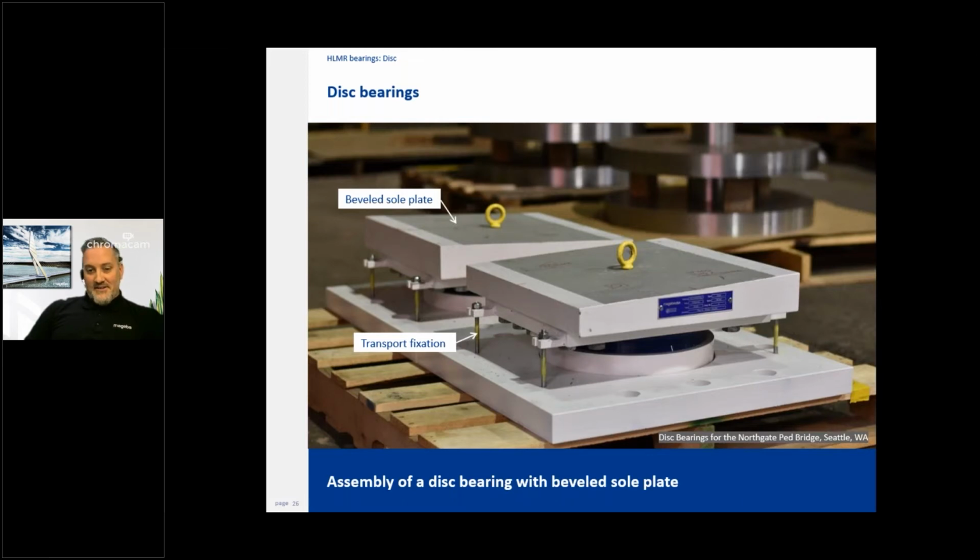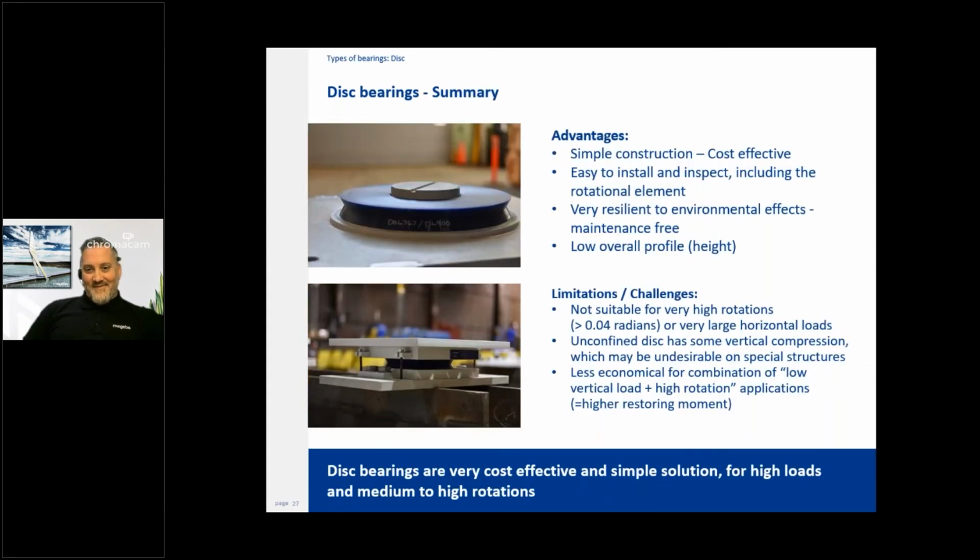And just an example of some more options for angled upper-lower relationships. Here we have a beveled plate, so this allows there to be a non-planar relationship between the upper and the lower connection. And just an example, again, here of some transport fixation that holds the bearings together for transport. And the overview here.